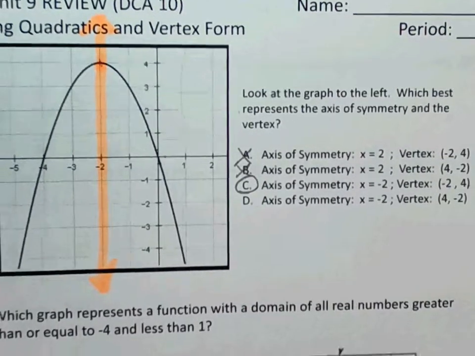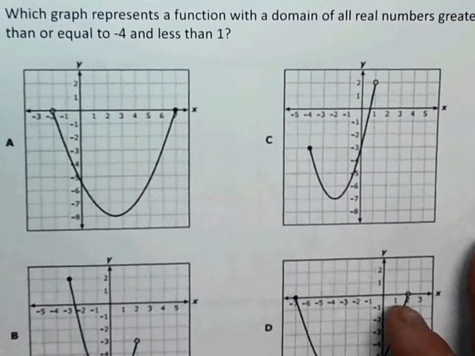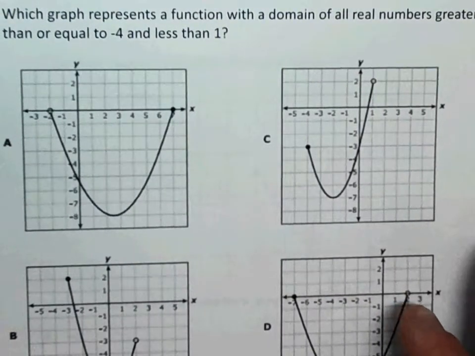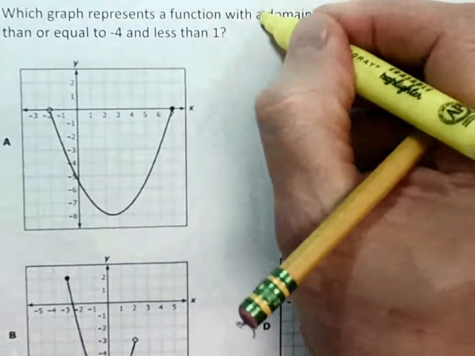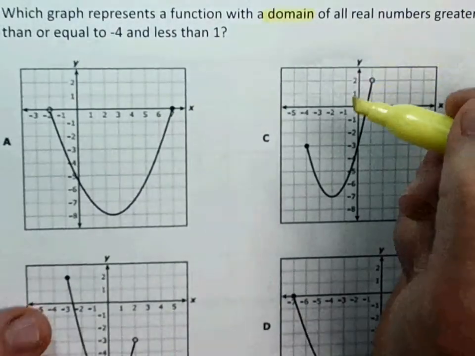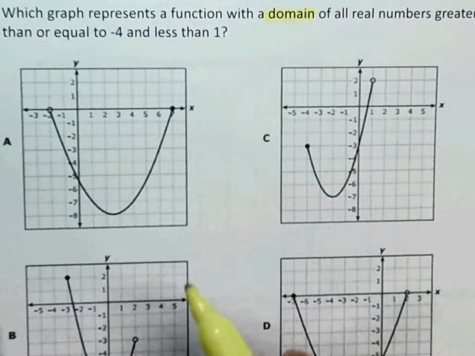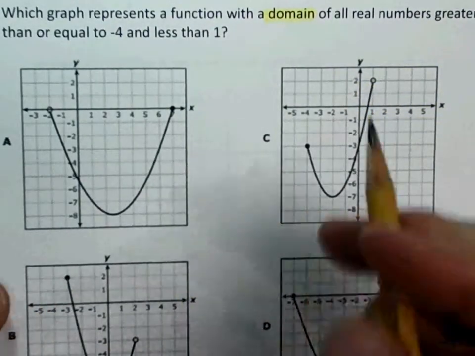Problem number 2. Which graph represents a function with a domain of all real numbers greater than or equal to -4 and less than 1? All right, so domain. Which axis are we dealing with? We're dealing with the x-axis.